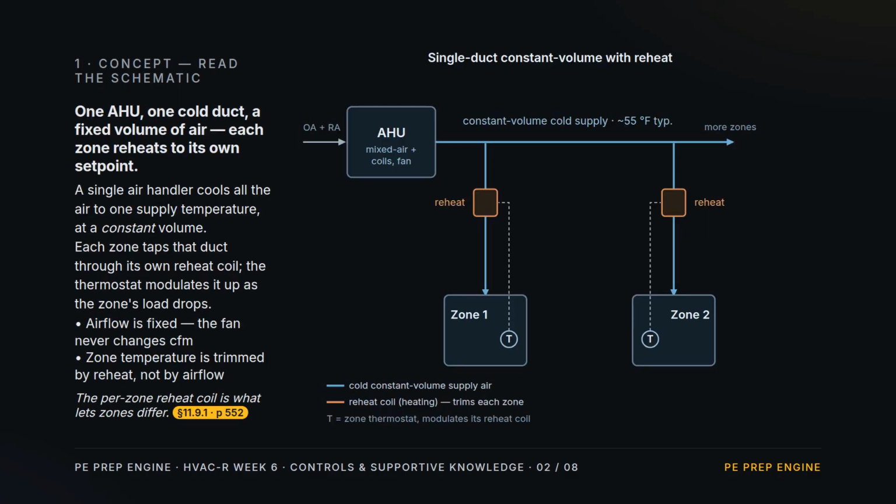Concept 1. Read the schematic. A single air handler on the left conditions all the air to one cold supply temperature, around 55 degrees, and pushes a constant volume down one duct. Each zone taps that duct through its own reheat coil, shown in orange, and the zone thermostat, marked T, modulates that coil up as the zone's load drops. Notice the two things that define this system. The airflow is fixed, the fan never changes CFM, and the zone temperature is trimmed by reheat, not by airflow.